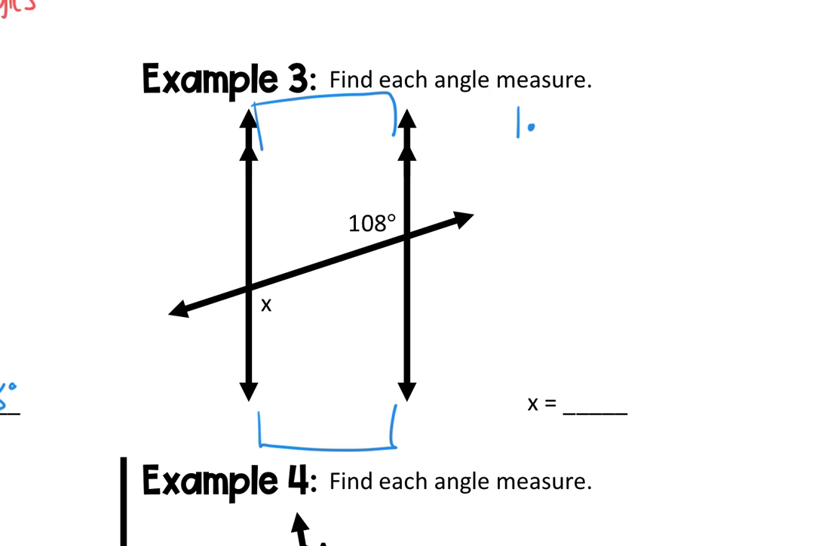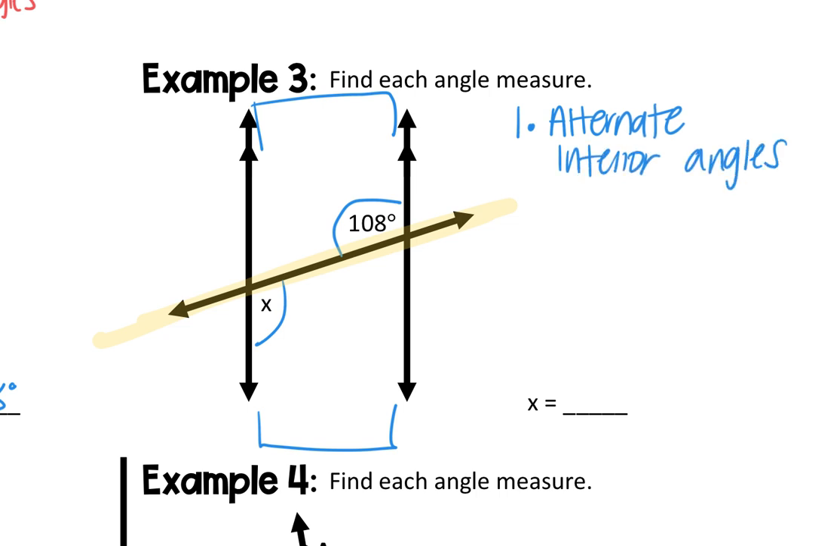So it could be either same side interior or alternate interior, since both of them are inside. Those are my options. But I do notice that one is on one side of the transversal and the other one is on the other side of the transversal. Okay, so because they are on opposite sides, these are alternate interior angles. Okay, so first decide which angles they are.